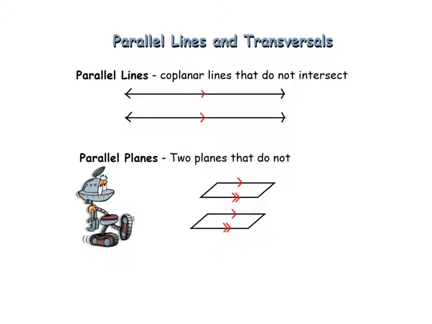We don't deal with that a whole lot as far as any kind of calculations, but do be aware that planes can be parallel, just like when we were looking at three-dimensional objects. Remember how we talked about the bases of prisms? The bases were going to be congruent polygons and they were parallel to each other. Okay, so those are planes that are parallel to each other.